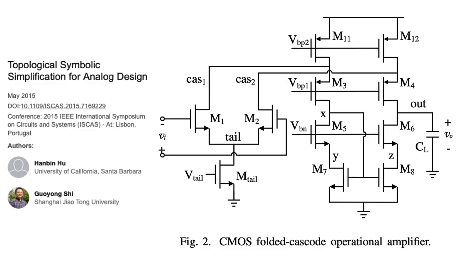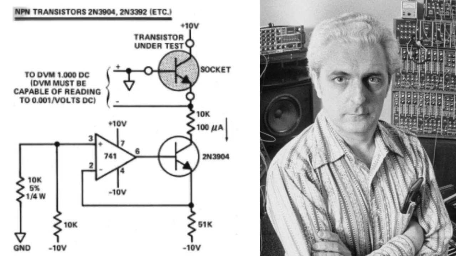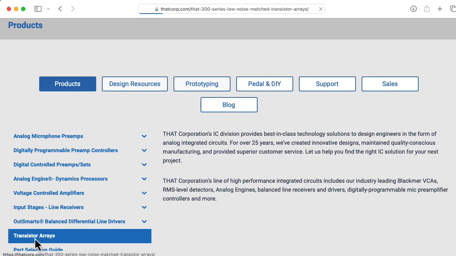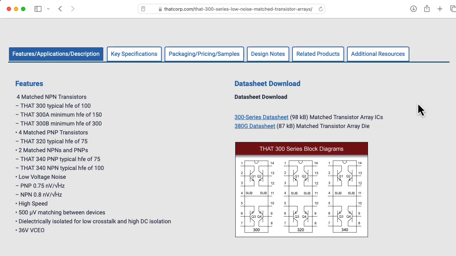But I would really like to experiment with these kinds of designs on the breadboard. And for that, I want well-matched transistors. Now, if we want matched BJTs, we can get some matched quad chips from that corporation.